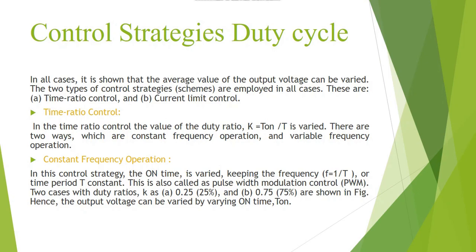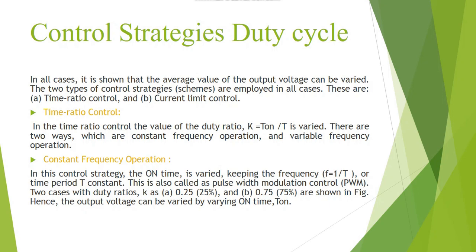Today I will discuss the control strategies of the duty cycle. In the case of the DC to DC converter, we know that it uses a fixed DC voltage and converts it through the DC to DC converter into a variable DC voltage. So how is it possible? Today I will discuss how it is possible to get a variable DC voltage from a fixed DC voltage.